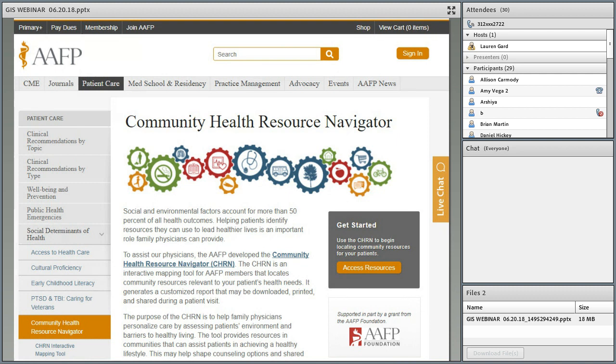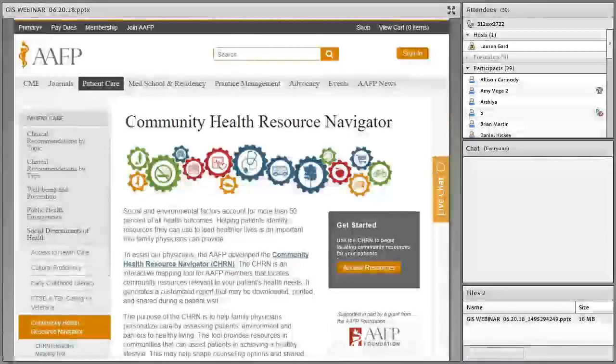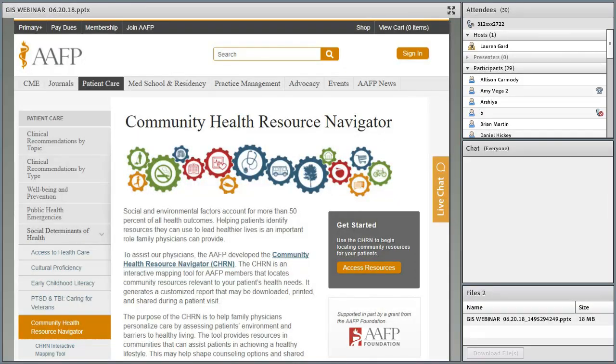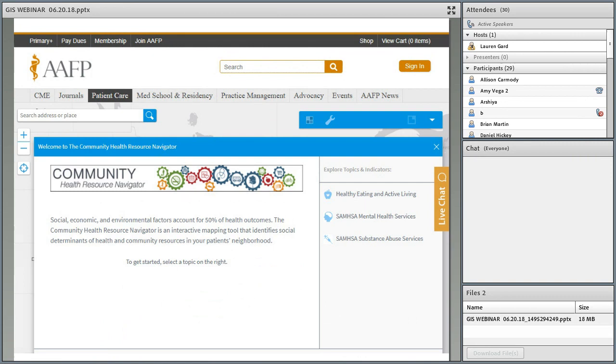This one is free and available to use. You will notice the person doing these screen grabs was not signed in, so you do not have to be a member of the AAFP to use this. And when you start, you'll see 3 tabs on the side there. You'll see healthy eating and active living, and then mental health and substance abuse categories that you can choose from.